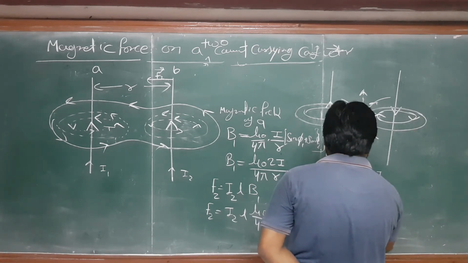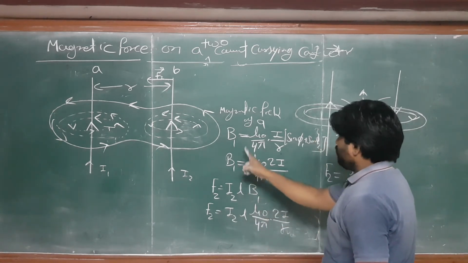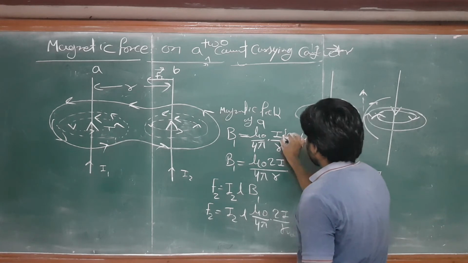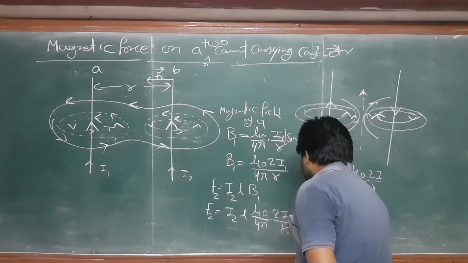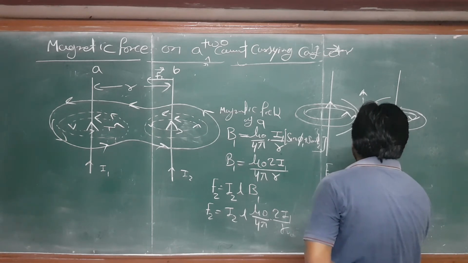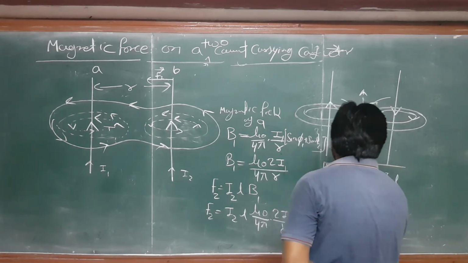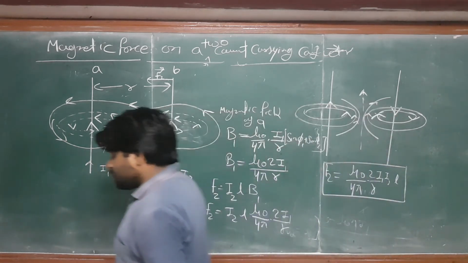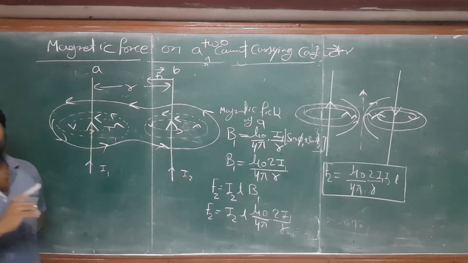Now here, B1's current we have called I1, so you write I1 here, and I write I1 here as well, and this is I2. Then it is I1 dot I2 dot L. This is the formula which is acting on a straight current carrying conductor.